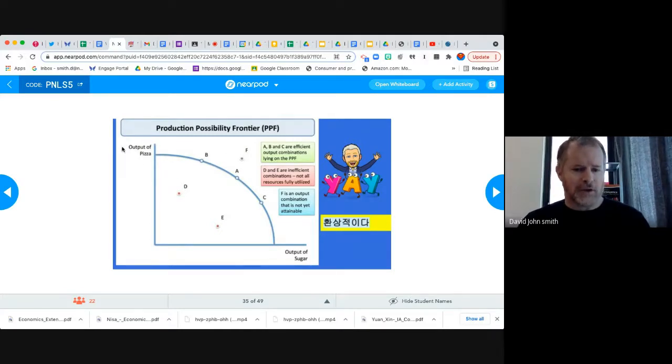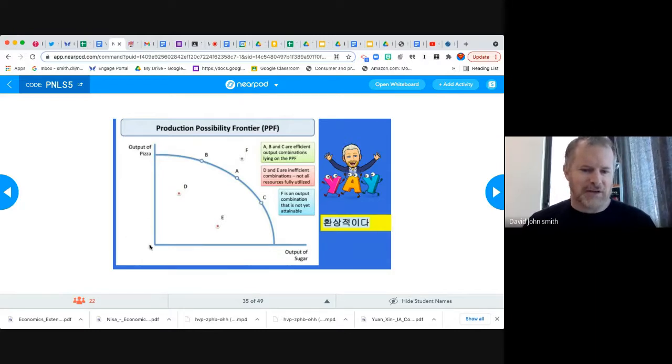So here we go. We've got pizza here and sugar here. This is an axis like you see in maths. Oh, you've done maths already today, so this is something that you'll be familiar with. These axes start here, so that's where zero is. As we go up the axis, we're going to be producing more and more pizza. Or as we go up the axis here, we're going to be producing more and more sugar.